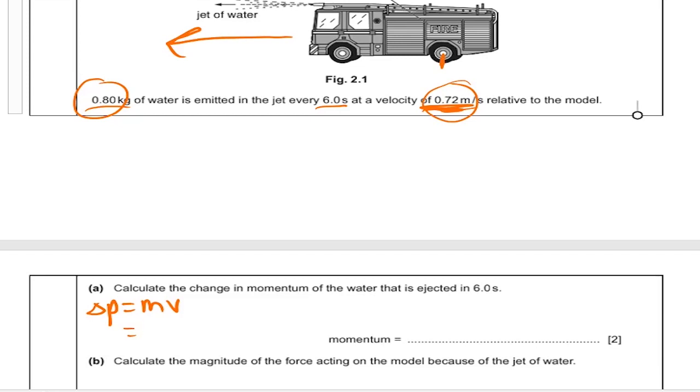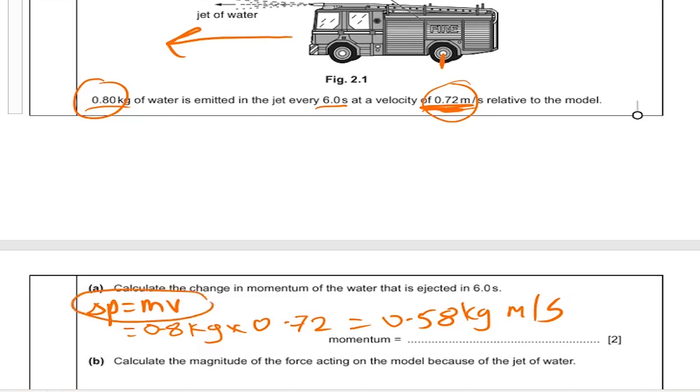So to calculate the change in momentum, we've got 0.8 kilograms times the change in velocity of the mass, which is 0.72, which then gives us 0.58 kilograms meters per second. So there's two marks for this. One is for remembering the equation and substituting it, and the second mark is for the final answer with the unit.